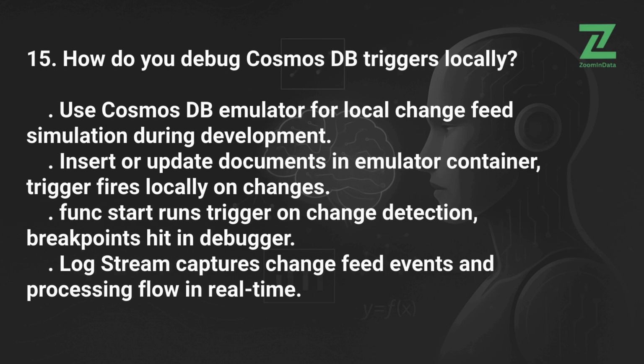15. How do you debug Cosmos DB triggers locally? Use the Cosmos DB emulator for local change feed simulation during development. Insert or update documents in the emulator container. Trigger fires locally on changes. Func start runs the trigger on change detection. Breakpoints hit in the debugger. Log stream captures change feed events and processing flow in real time.